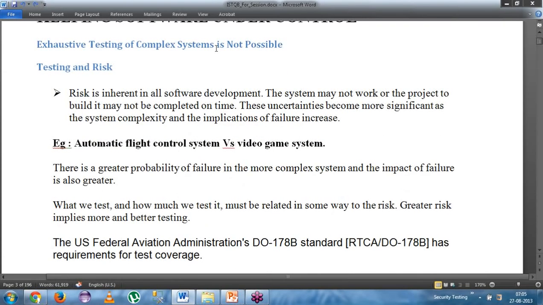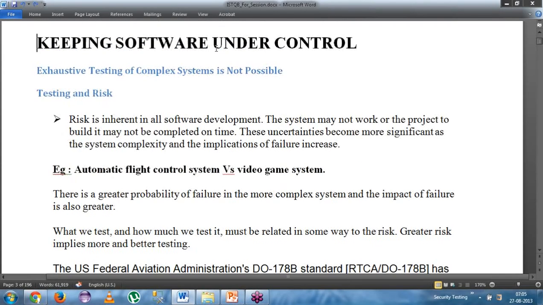The next topic as per our syllabus is keeping software under control. Here we will talk about testing and risk. What is a risk, and what strategy do we need to adopt during our testing? The risk we have already explained. It's nothing but a negative implication, an uncertainty, which might affect you in your software lifecycle or test lifecycle.